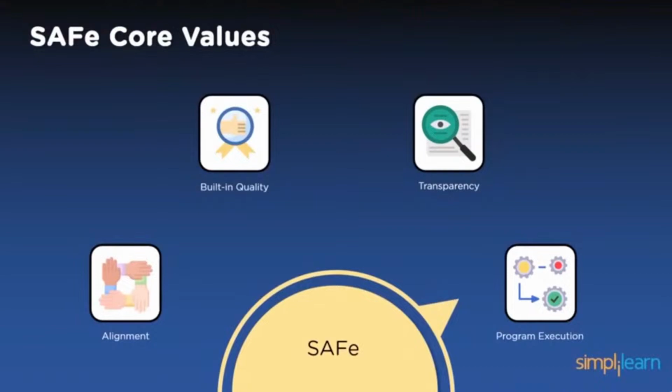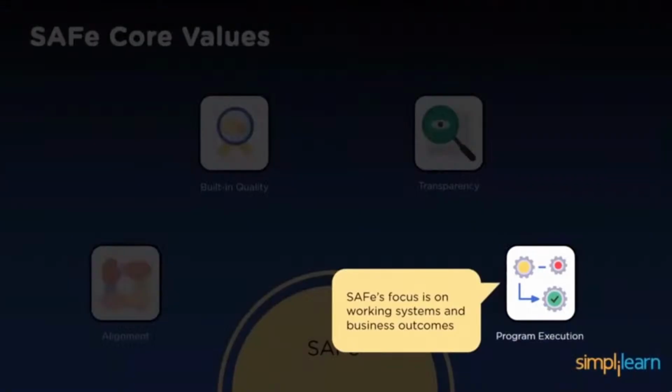Fourth is program execution. SAFe focuses on working systems and business outcomes. For teams to execute and continuously deliver value, SAFe places an intense focus on working systems and business outcomes.